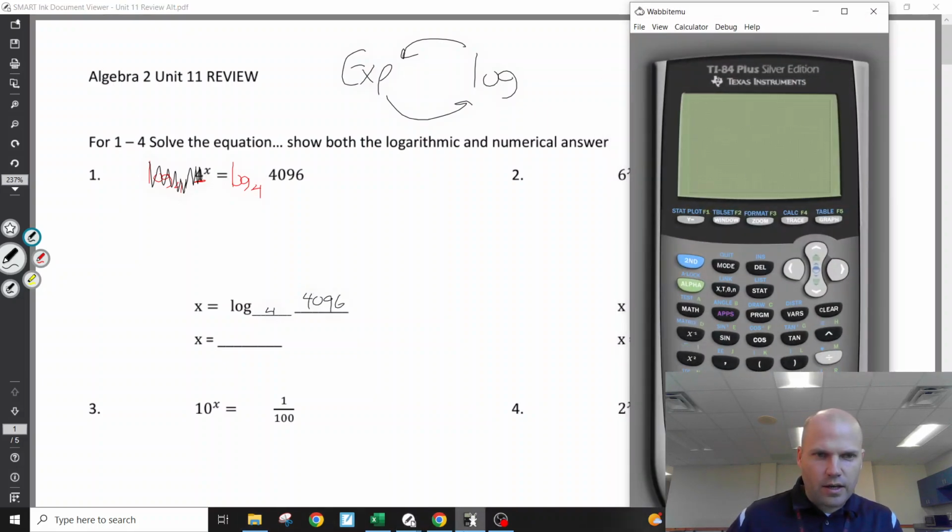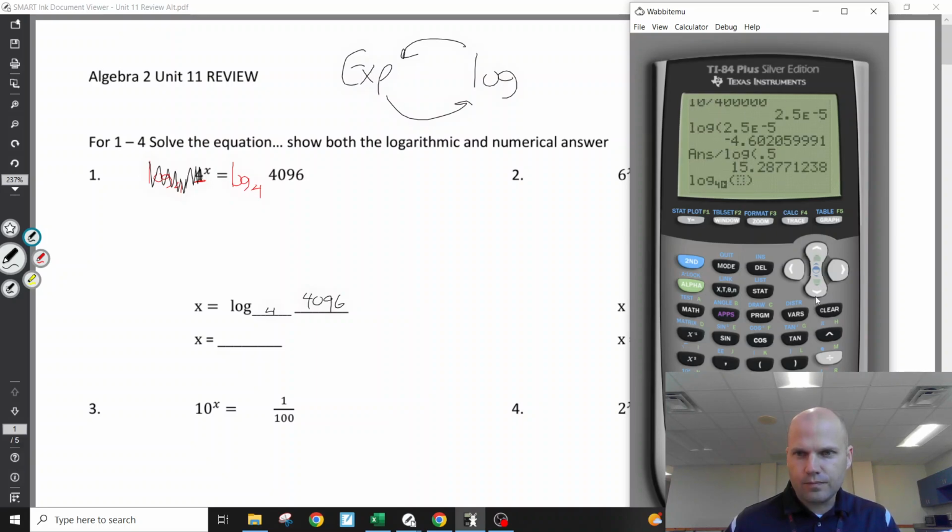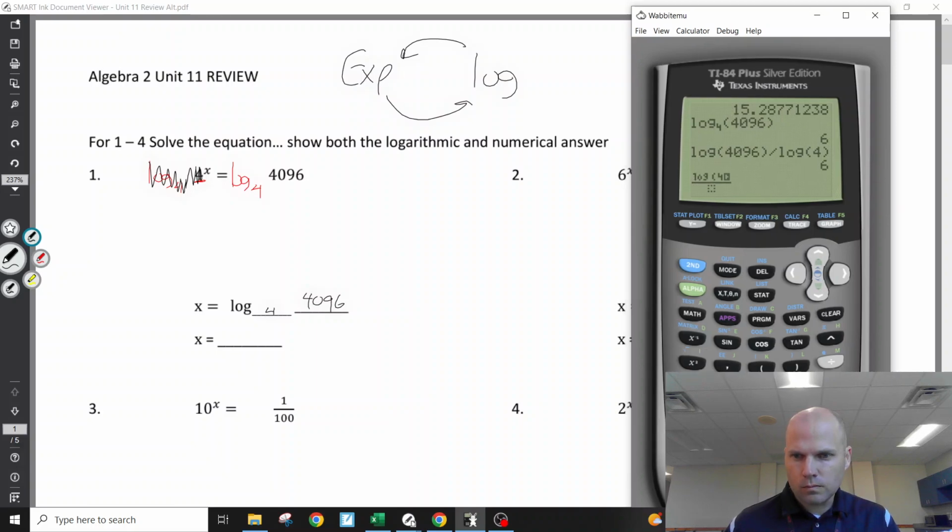We can type that into our calculator, either using our friend, Mr. Log Base, or typing in log of the top number, close your parentheses, divided by log of the bottom number. If you're going to do division, that works. If you're going to use the fraction button, that works. Just close off your parentheses just to be safe, and you get your answer 6.